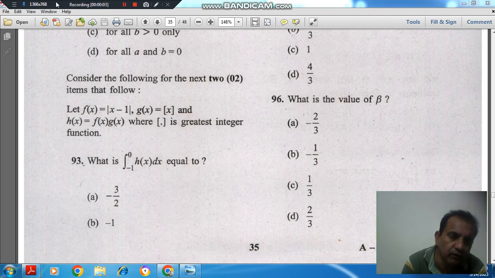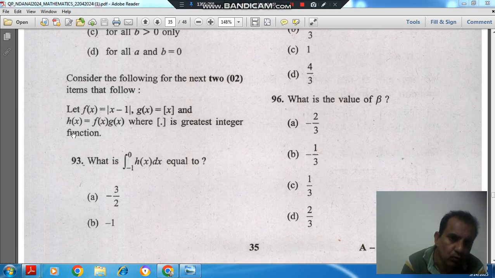Welcome again. We are solving the mathematics paper of the year 2024 NDA/NA 1 exam. Questions number 93 and 94 have a common statement. For questions 93 and 94, consider the following for the next two items that follow.